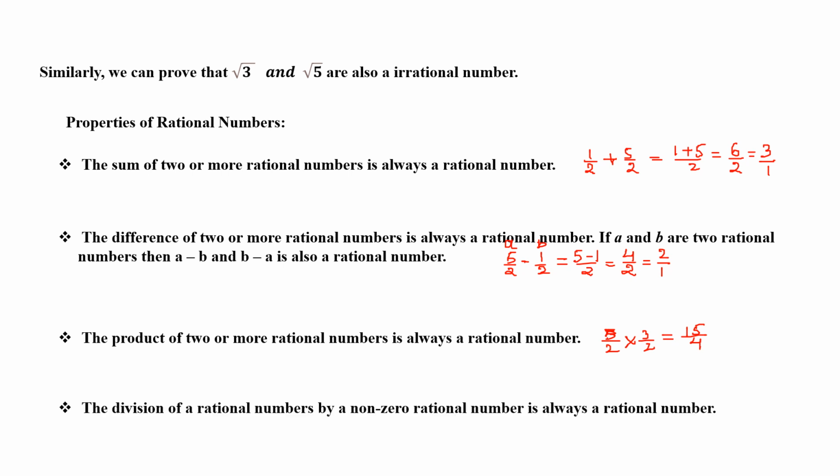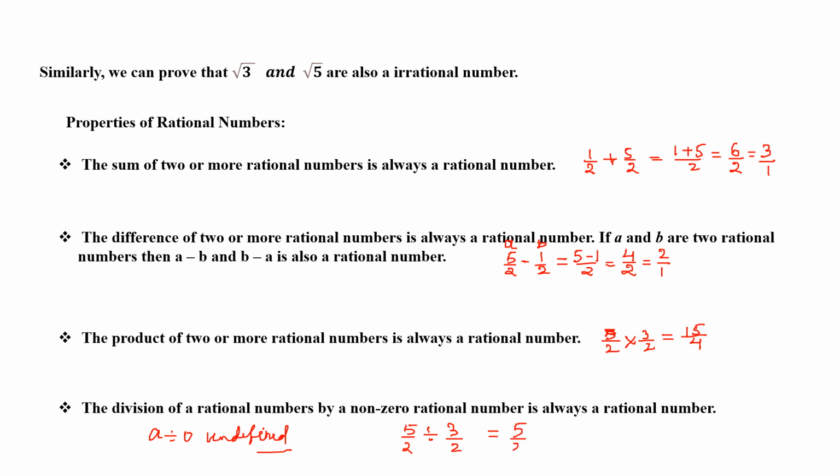And the last one, the division of a rational number by a non-zero rational number. Suppose I have taken 5 by 2 divided by 3 by 2. See, the number which we are using for division should be non-zero. That should not be 0. Apart from 0, you can take any number, because if you divide any number by 0, it is undefined. We already know, right? A divided by 0 is undefined. That's why it says that you have to divide by any non-zero rational number.